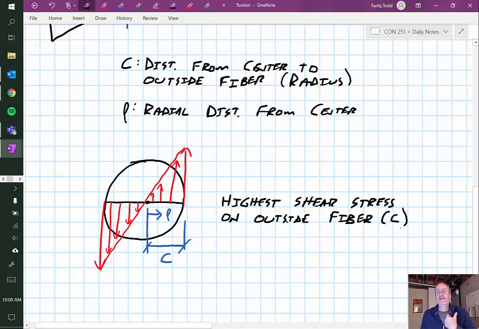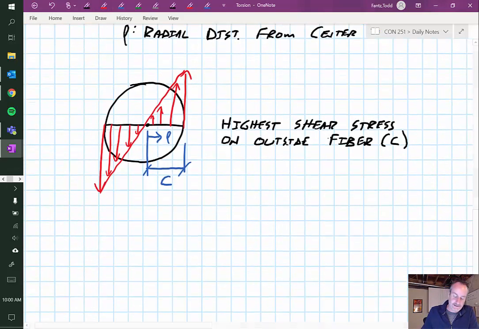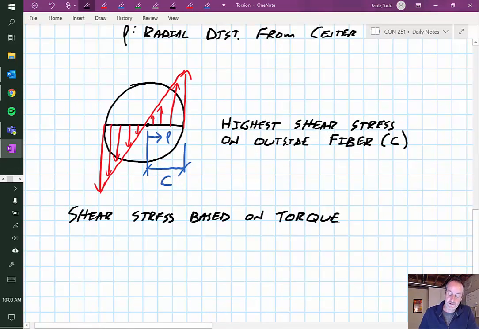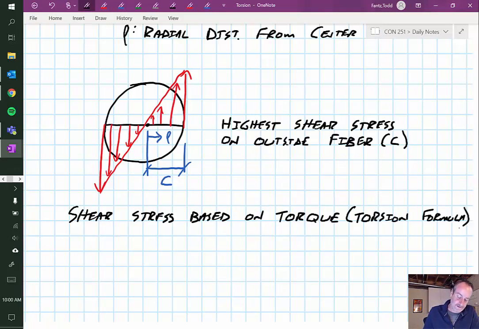So what we need to do is have an equation to figure out what that shear stress actually is. Here it is, I'm just going to give it to you, we're not going to derive it or anything. This is our shear stress based on the torque, and this is also known as the torsion formula. So the equation looks like this.